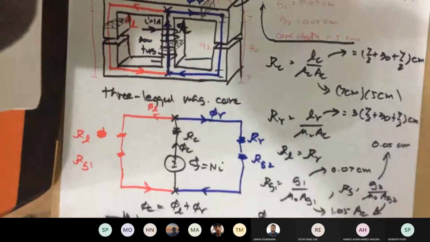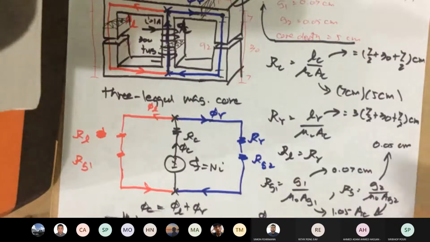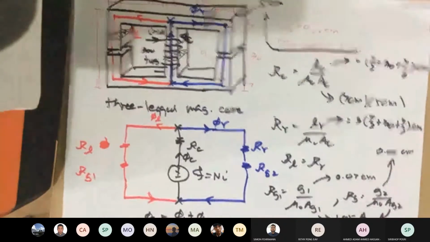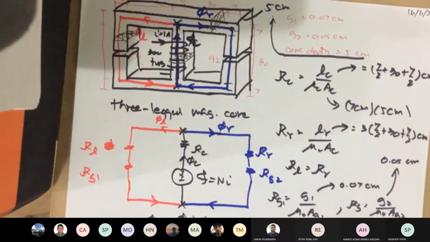Okay, let's start. I think we talk about, I posted the problems for you, example number 2 actually, on the more complicated magnetic structure, a 3-legged core. Okay, and dimensions are shown.